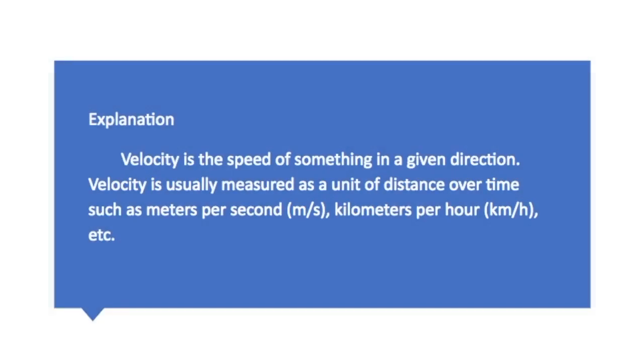Velocity is the speed of something in a given direction. Velocity is usually measured in a unit of distance over time, such as meters per second, kilometers per hour, etc.